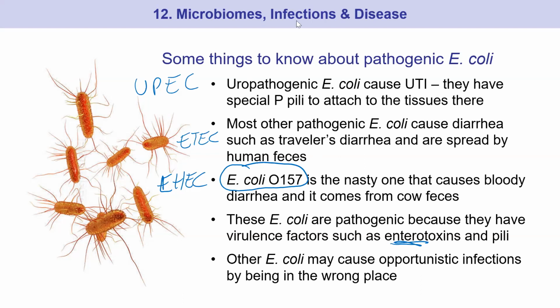Okay, so that was pathogenic E. coli. Like I said, there's a lot of information, but there's 5 points that are some of the most essential information about E. coli. If you look at the pathogenic types, you've got urinary tract infections, you've got traveler's diarrhea, and then you've got the bloody diarrhea from the cow manure, E. coli 157. Point 4, they're pathogenic because they have extra toxins and things like that. And number 5, E. coli can cause other infections if it gets into the wrong place. It may not be the most common cause, but it can do so.